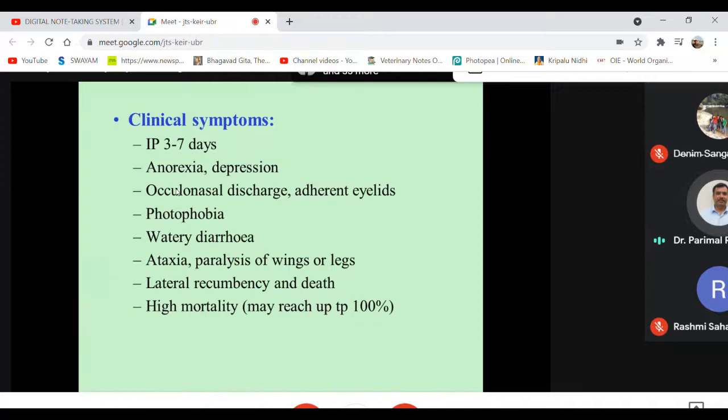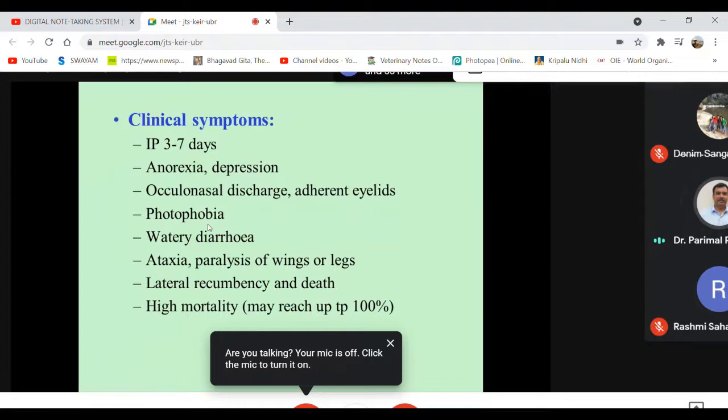A severe respiratory disease leads to mucopurulent nasal discharges. The eyelids may stick because of the exudations that occur through the eyes, adherent eyelids. Then photophobia: they prefer to hide in certain bushes somewhere in a corner place and do not want to come into the sunshine. And then watery diarrhea.